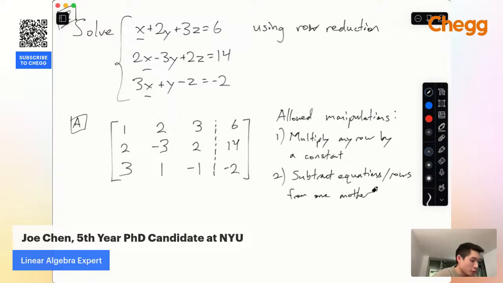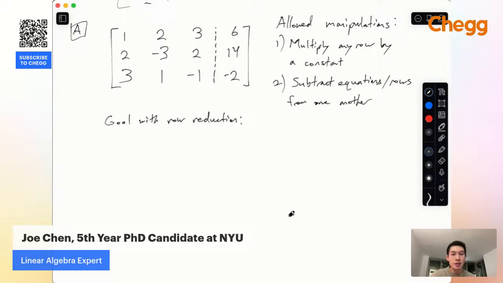Okay, so if you notice, an equation above corresponds to a row in the matrix. Say the first equation, x plus 2y plus 3z equals 6, I represent with the first row, 1, 2, 3, dotted line, 6. And what is the goal? The goal with row reduction is to simplify the matrix into essentially as close as we can, just a bunch of ones and zeros.